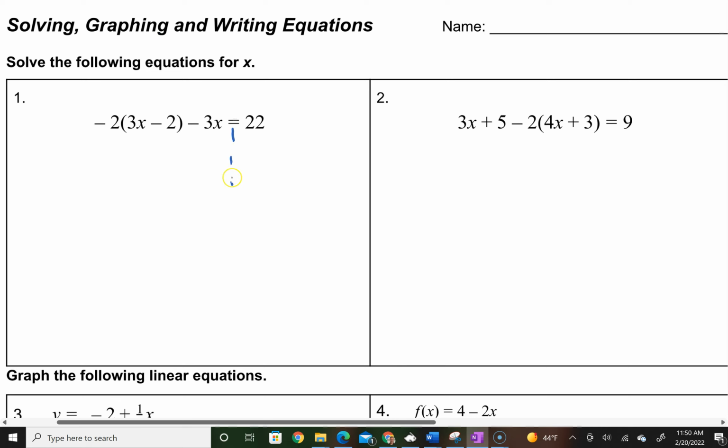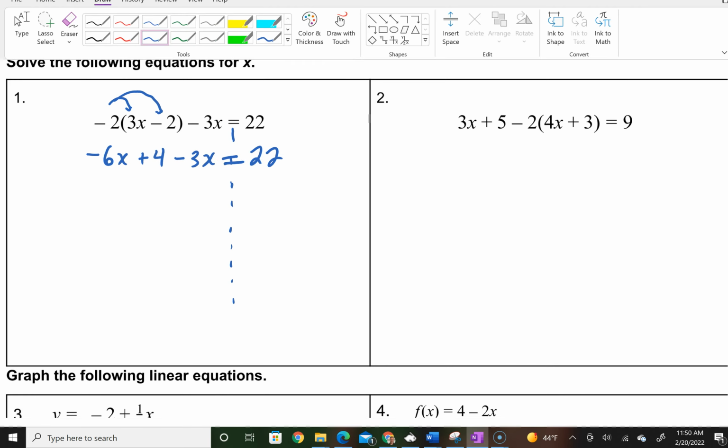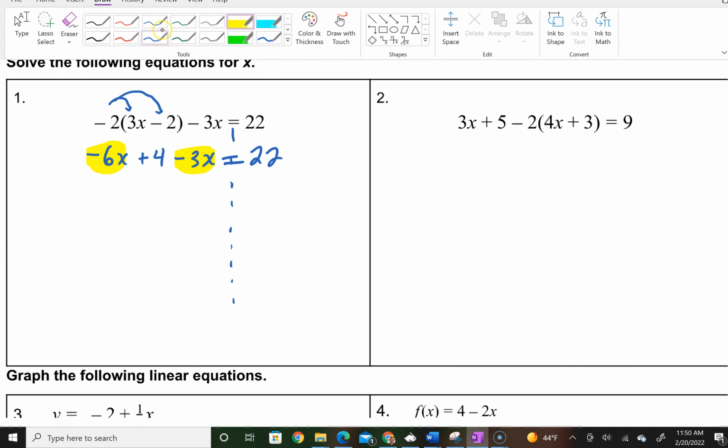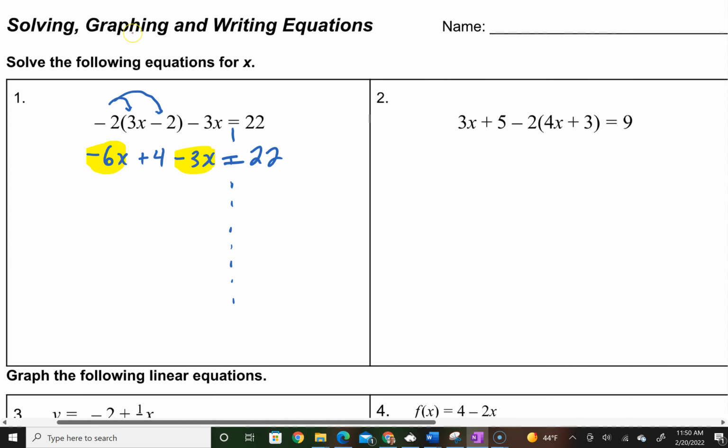Solving means get x alone, and we generally have built a wall. If we see an opportunity to distribute, we will. Negative 2 times 3x is negative 6x. Negative 2 times negative 2 is a plus 4, and we're going to carry this minus 3x over. But very, very importantly, before we think about really moving things about, getting rid of terms on one side, we need to combine like terms.